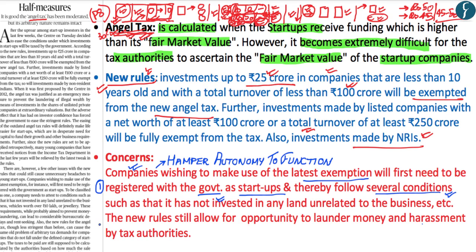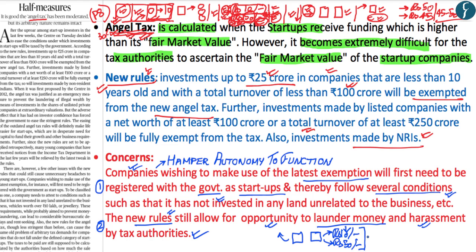Now, the second main concern highlighted in this editorial is that the new rules given out by the Government of India still allow the opportunity for companies to launder money. And similarly, it also allows the opportunity for tax authorities to harass the startup companies. Whereby what was earlier happening is that some individual would start a startup company, then have its share at rupees 10. And another person who has laundered some money from India would invest within the startup at rupees 50.